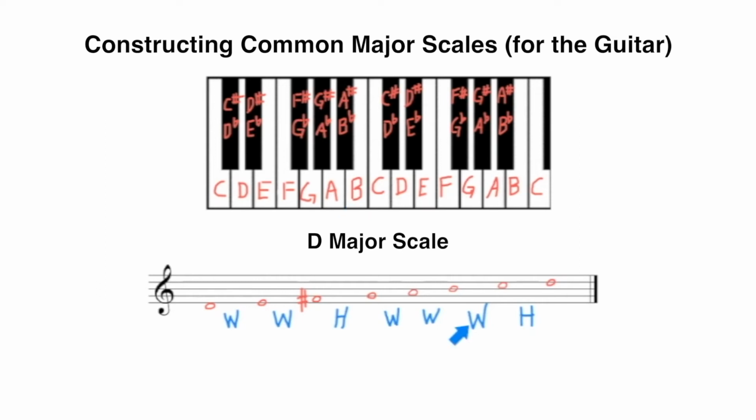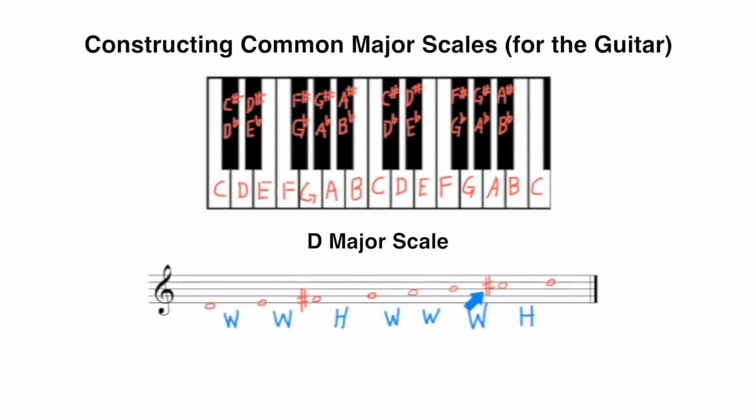B to C, we're looking for a whole step, but B to C is another half step since there is no black key in between. So just like with F to F sharp, we're going to raise the C up to C sharp to make a whole step from B to C sharp.